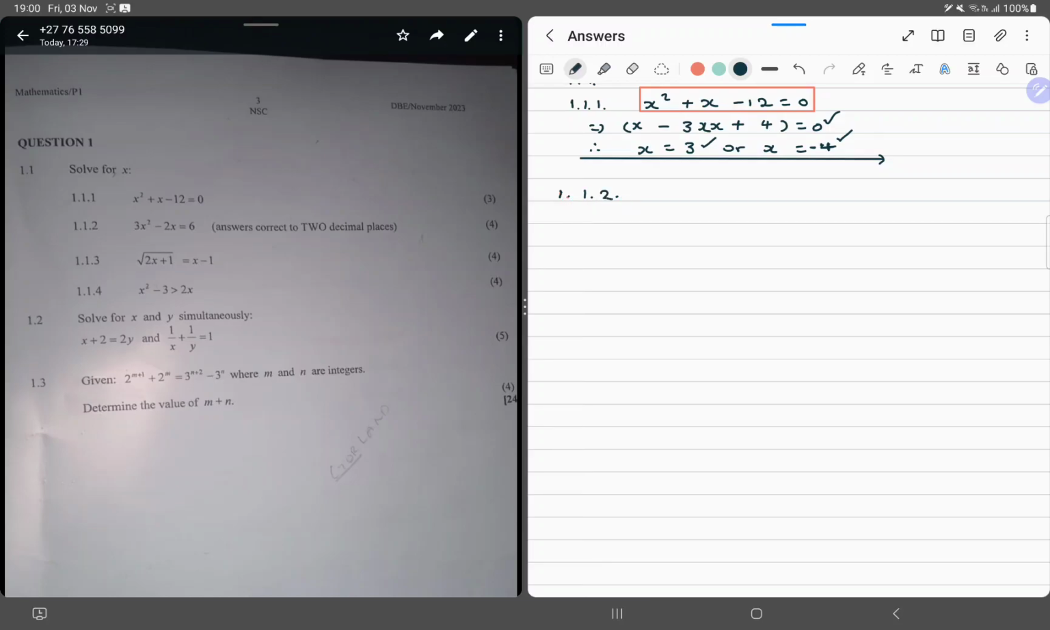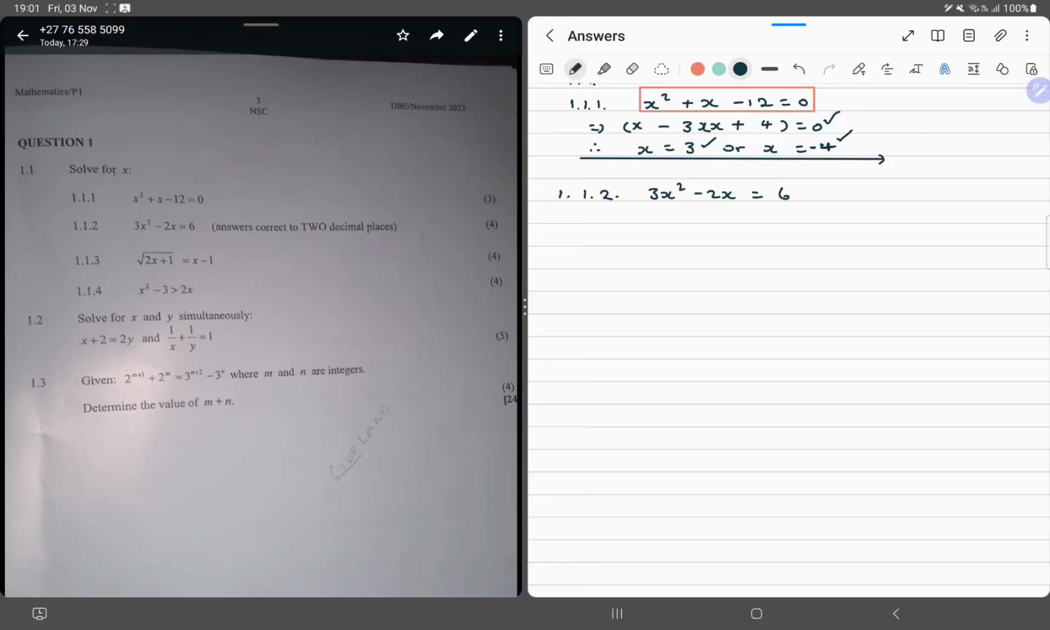1.1.2. We've got 3x squared minus 2x is equal to 6. Already we are told to solve correct to 2 decimal places. That's an indication that the roots are irrational here, so we've got to use our quadratic formula.